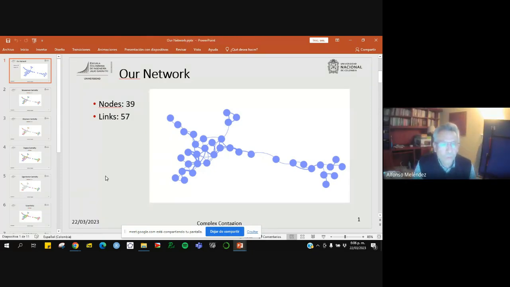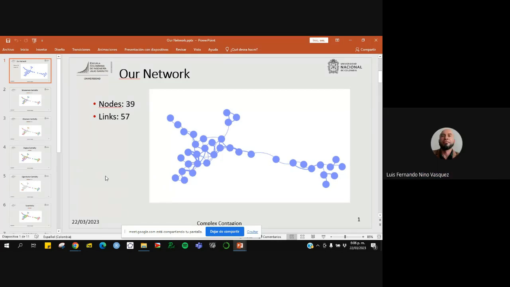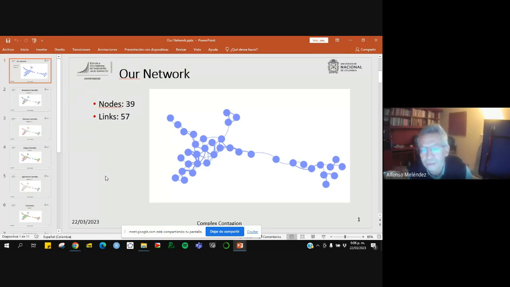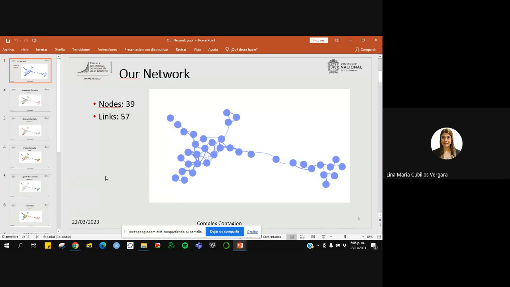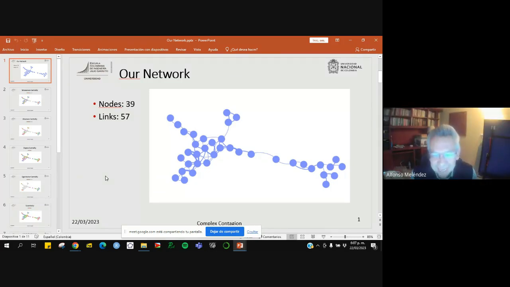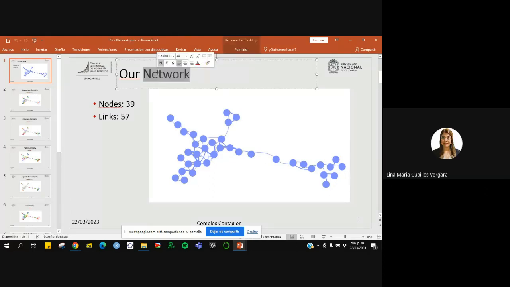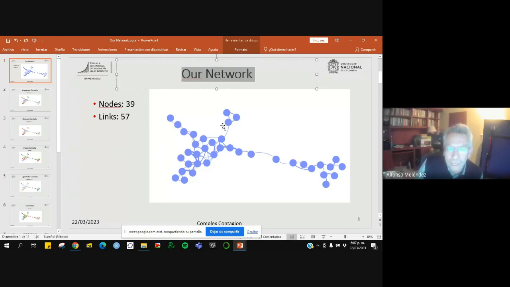What do you see here? What do you guys see? How can you describe it? What is this figure? A dolphin, I guess. Good guess. It's very similar to the Dolphin Network, but look at the title. It's our network. Each one of you is one node here.